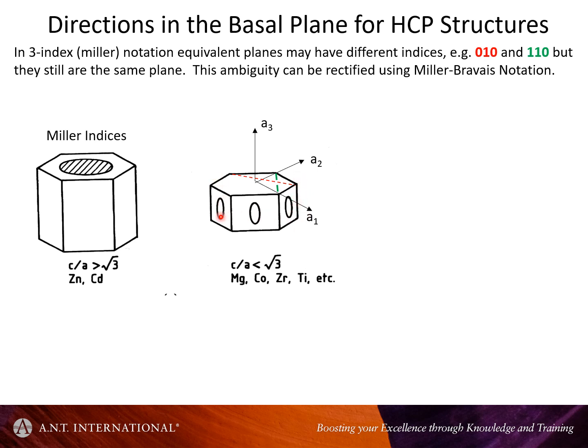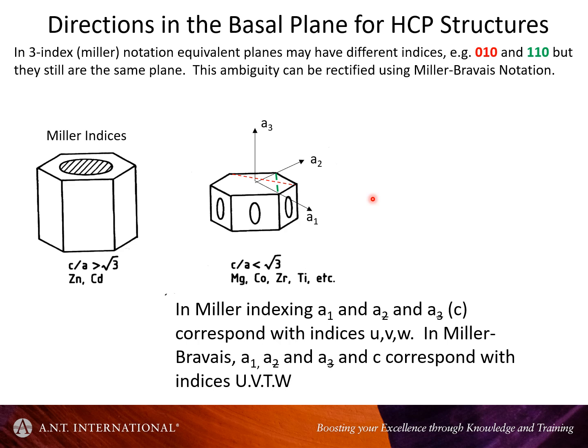I guess I can draw this out a little bit better. This has indices of 010 in the Miller system, whereas another plane here, the green dashed line, has indices of 110. It's got 1 unit of A1 and 1 unit of A2 in ratio, whereas the perpendicular to this first plane has only A2, 010. And that's a problem because you may get confused if you're indexing essentially what is the same plane. This is the pyramidal 2 plane.